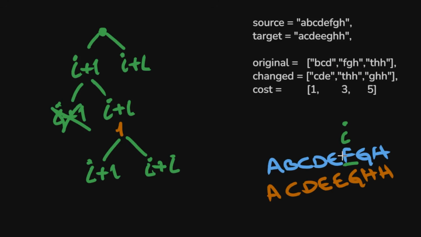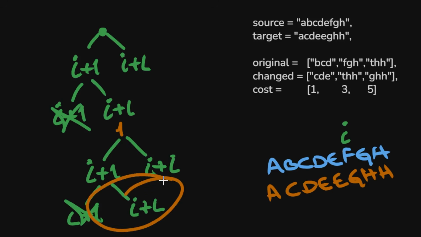Now the I pointer is here, and we can't move to the next index because F is different from G, but we can try changes. Here we could move to I plus the length of the selected change. And in case you didn't notice, let's see how we can try changes. The amount of changes will be given by the amount of lengths of strings in these arrays.